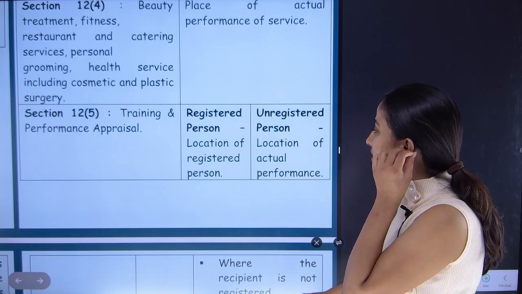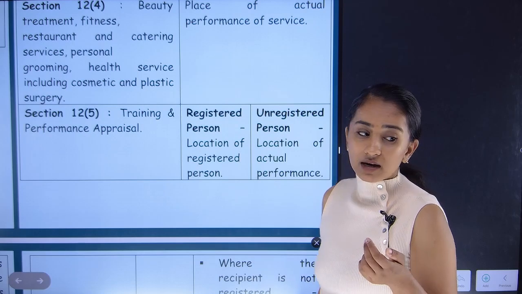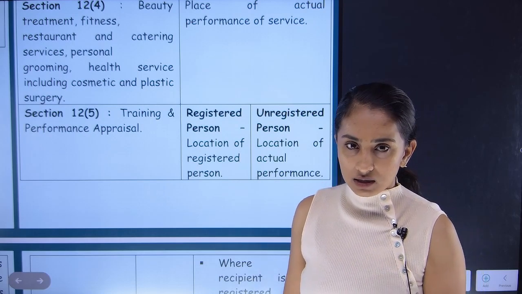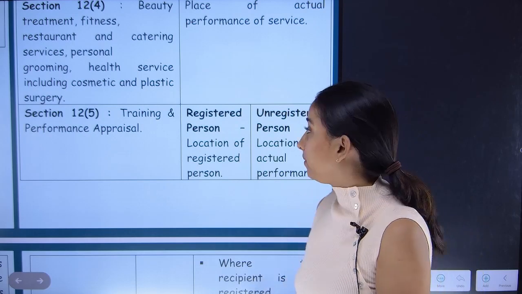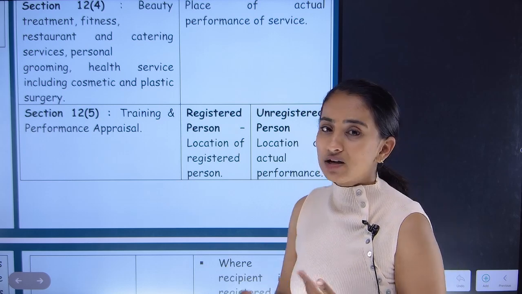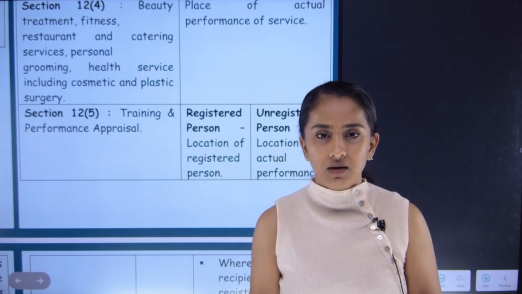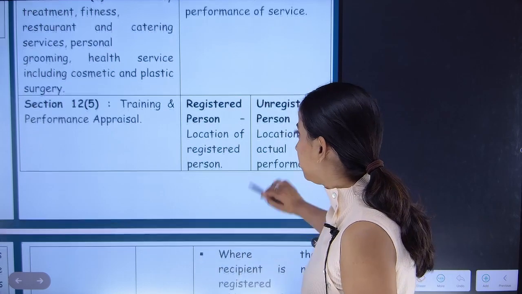Next, training, appraisal, etc. Registered person, again, who is receiving the training? Registered person, that will be the place of supply. If it is unregistered person, location of actual performance, where is the training being given? That location will be the place of supply.